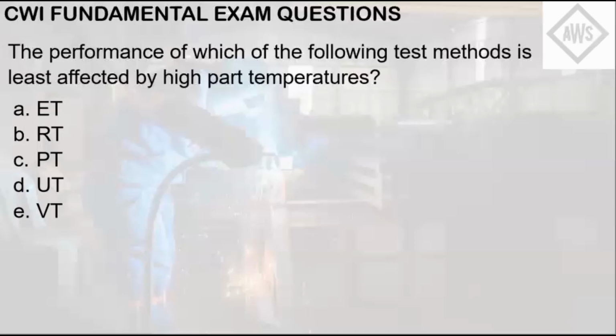So for the other choices here, for RT, high part temperatures can affect the result, especially PT and UT, because of the need for the couplant to contact the base metal or the welded part of the metal. You need to basically have the base metal cool off a bit for safety purposes as well, and of course for visual inspection. So you need to have the metals cool off a bit. So the answer here is letter A.